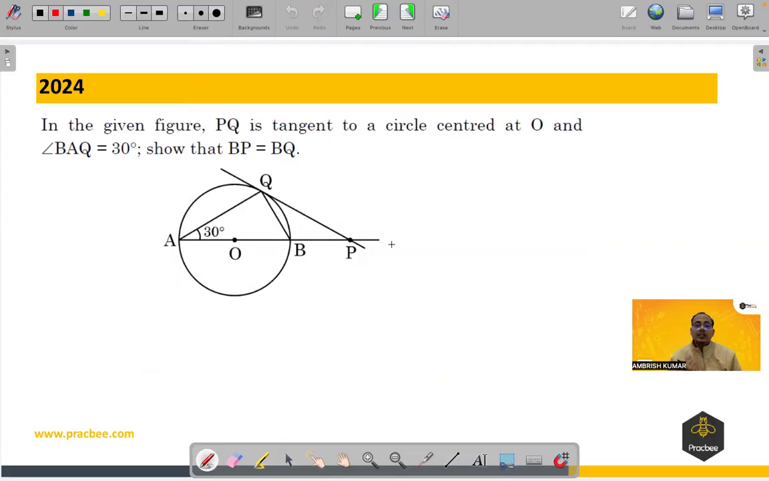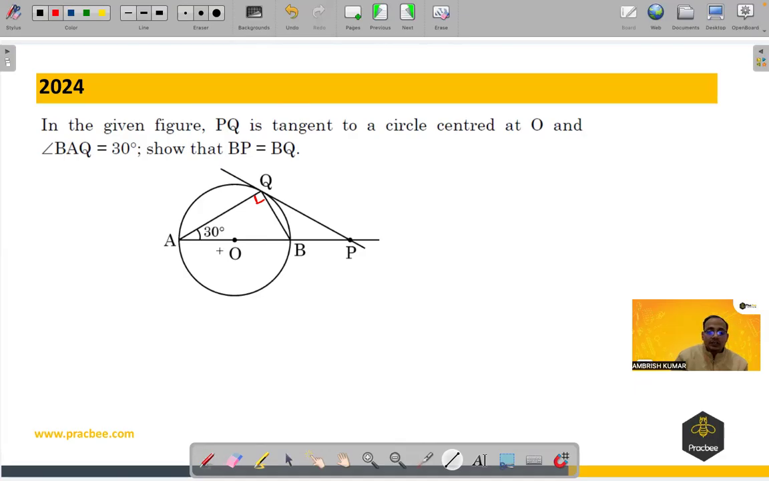So in this question, again, PQ is tangent to the circle. Center is at O and angle BAQ is 30 degrees. We have to prove that BP equals BQ. Look, AB is the diameter here, means this angle has to be 90 degrees, angle in a semicircle, right? And you can do one thing here. You can join O with Q, right?